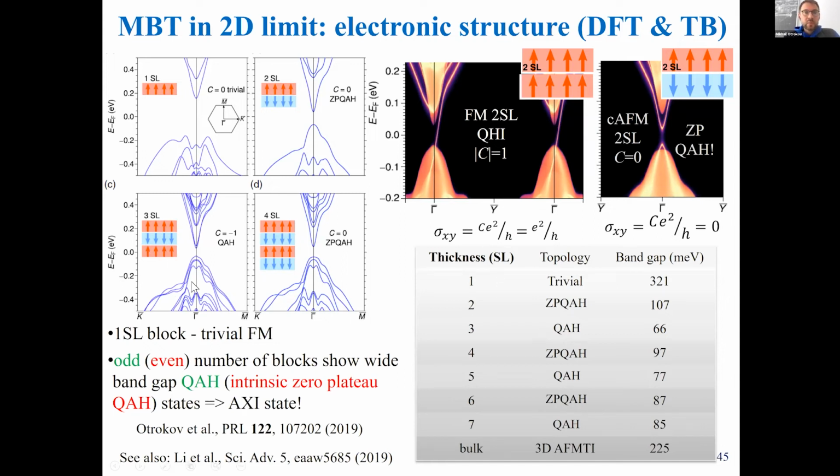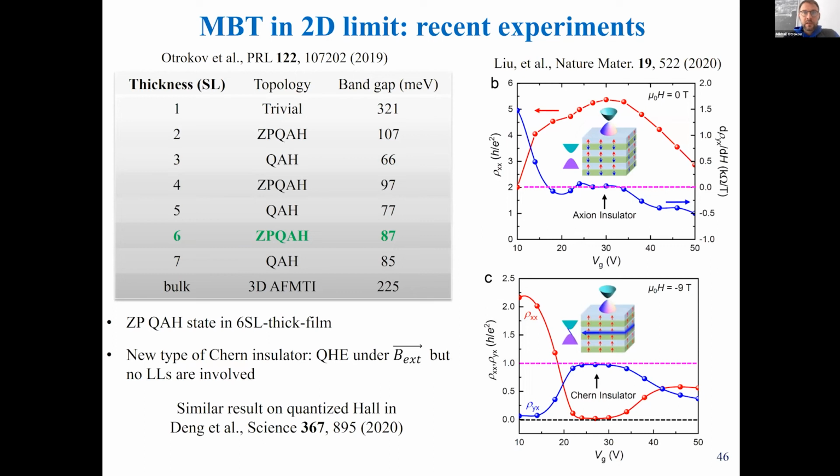And then for 3 septuple layers, there is an intrinsic quantum anomalous Hall state. It doesn't require any application of the external magnetic field. And then it goes in an oscillating fashion, depending on the odd or even number of the blocks. It is either quantum anomalous Hall or a zero plateau. And recently, this was indeed confirmed in experiment. For example, this zero plateau quantum anomalous Hall state in 6 septuples, as it is shown here, reported in Nature Materials. They directly called it the axion insulator state. Well, there may be a debate about that, whether it's sufficient in terms of thickness.